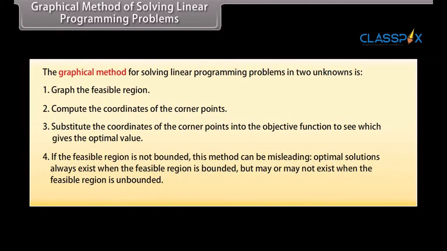4. If the feasible region is not bounded, this method can be misleading. Optimal solutions always exist when the feasible region is bounded, but may or may not exist when the feasible region is unbounded.